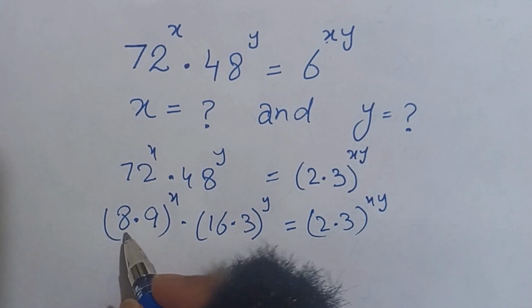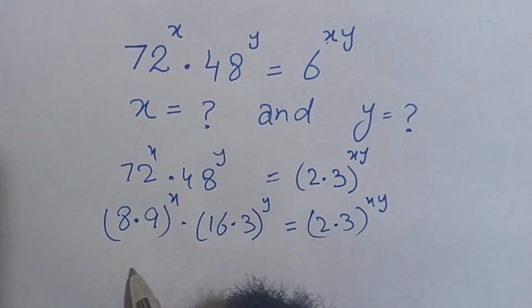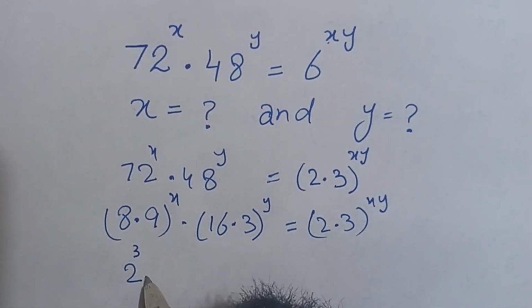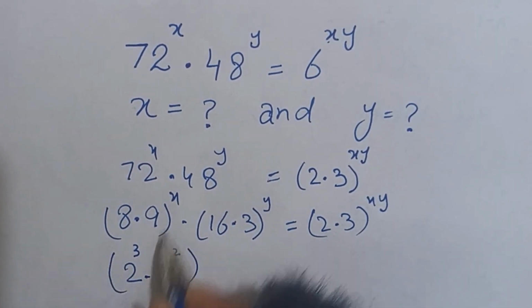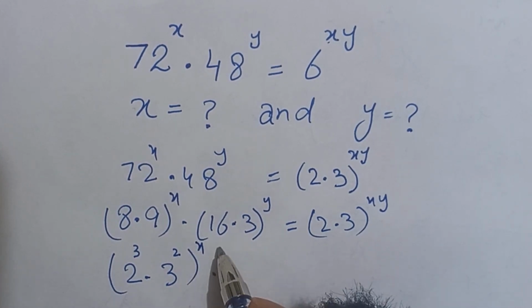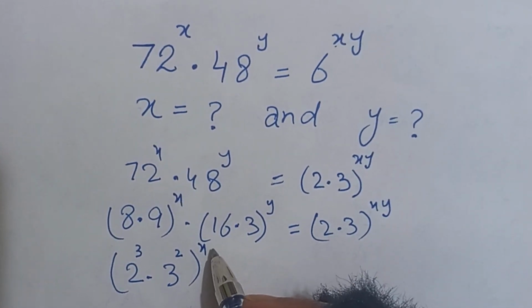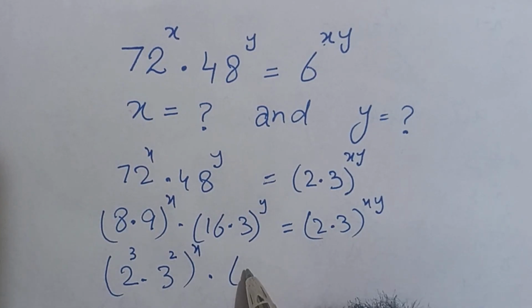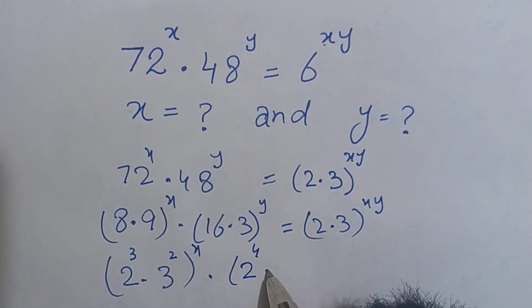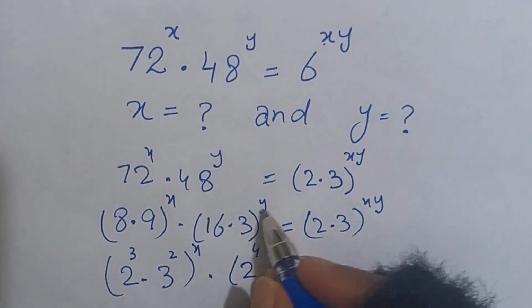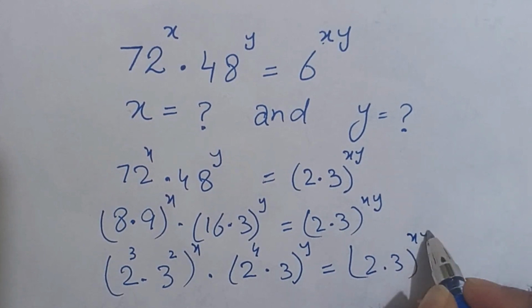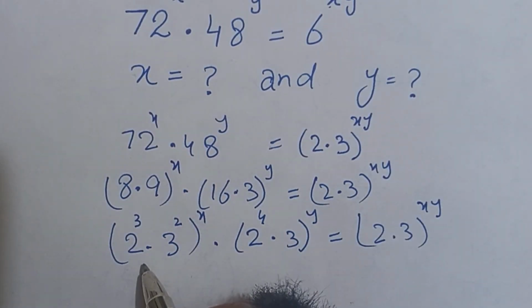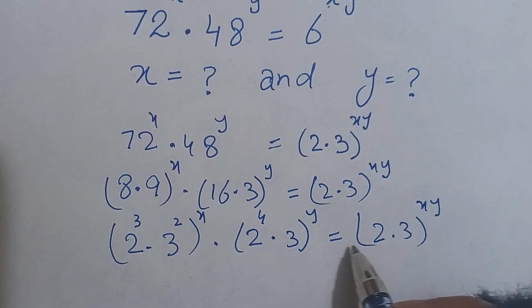Now 8 we can write as 2 raised to the power 3, and 9 as 3 raised to the power 2, and the power is x. And 16 we can write as 2 raised to the power 4, multiplied by 3, raised to the power y. It's equal to (2 × 3) raised to the power xy. Notice that we write the left hand side and right hand side as factors of 2 and 3.